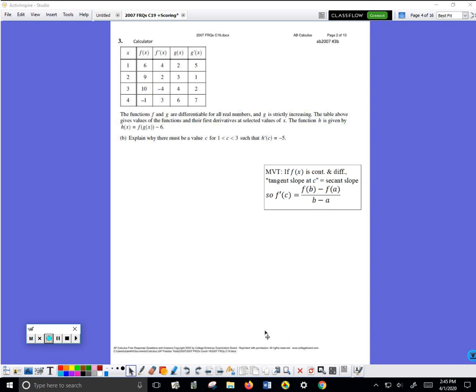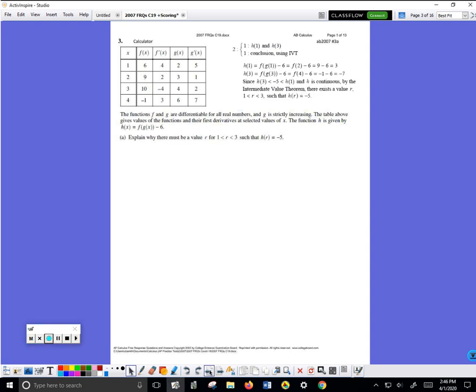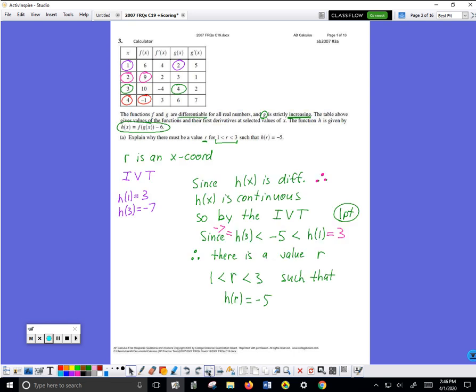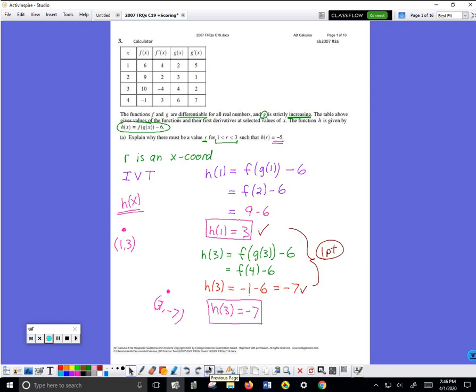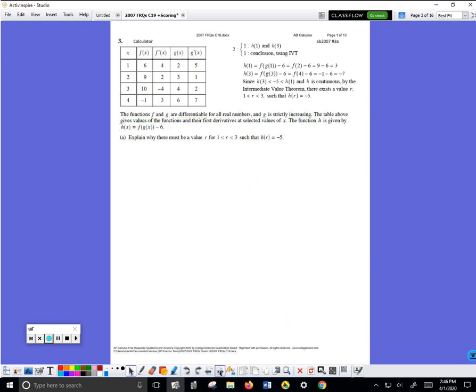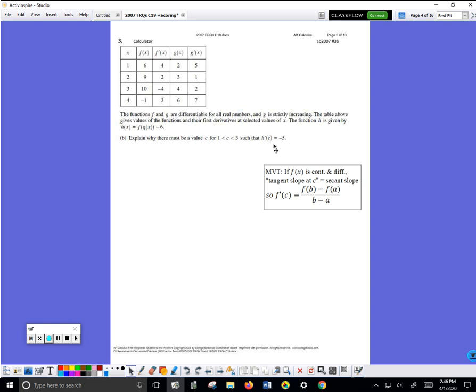Okay, part B now of the same FRQ. Explain why there must be an x value again between 1 and 3 where the tangent slope of h is negative 5. So on part A, they were asking for you to remember the intermediate value theorem. Here was part A again, because they're asking for a value of h. Now that they're asking you to confirm that there is a tangent slope of h, that's the mean value theorem. That is on the golden notes.